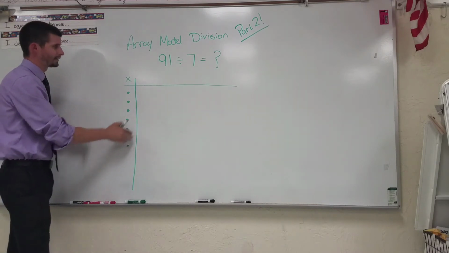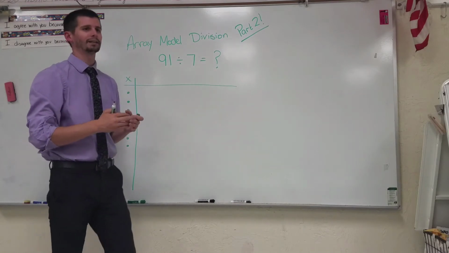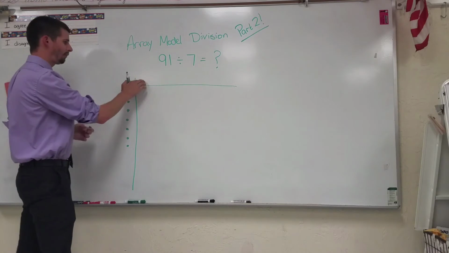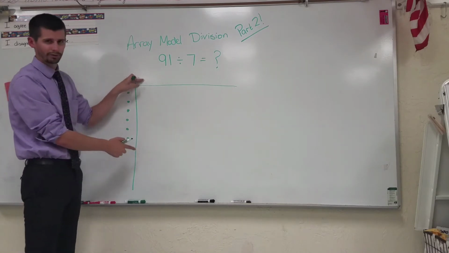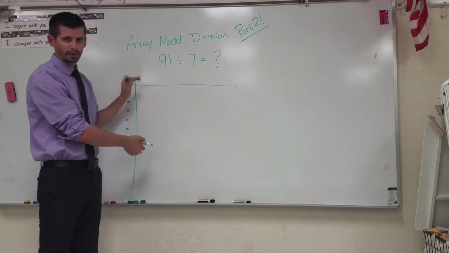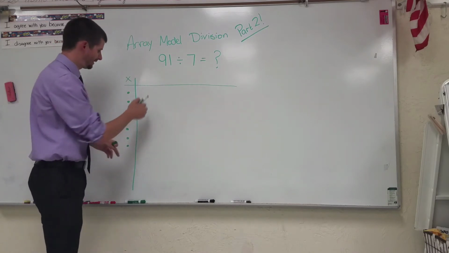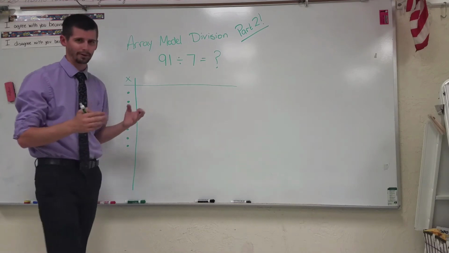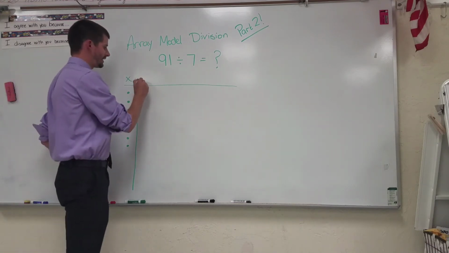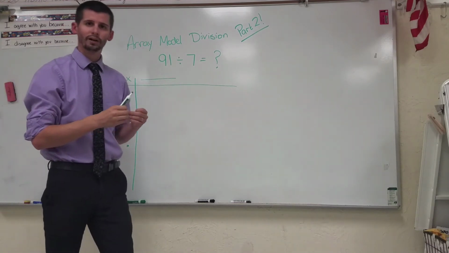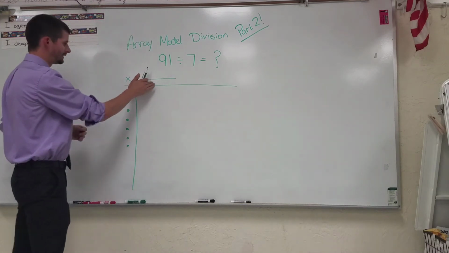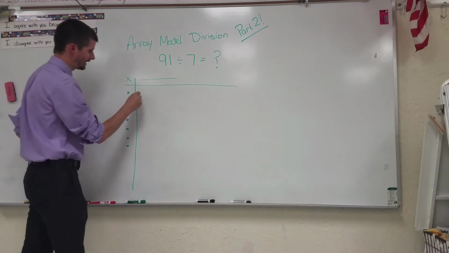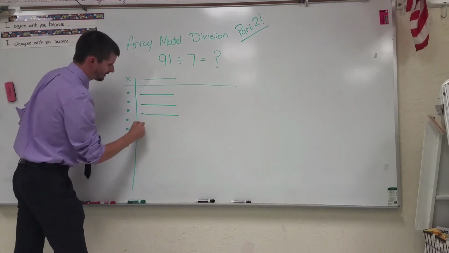So we have 7, and I need to get to 91. I need to get as close as I can. Being exact would be awesome. I don't want to start with one row of 7, and then 2, because it would take forever. So instead I told the kids, start with a 10. Start with 1 rod. If I have 7 groups of 10, I show that with 7 rods like this.